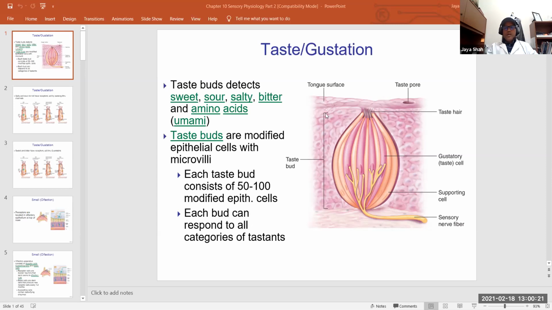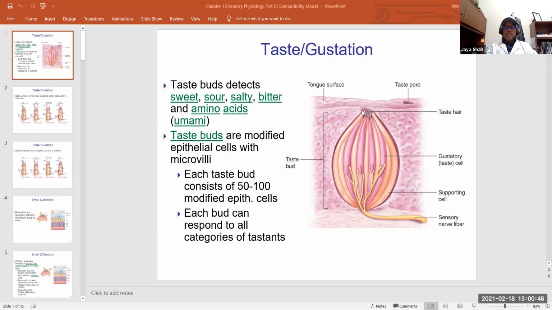So you see, you have a taste bud. In the bud, there are several taste cells or gustatory cells. This one, gustatory cells, and some of the cells are supporting cells. Each taste cell is attached to the sensory nerve fibers.